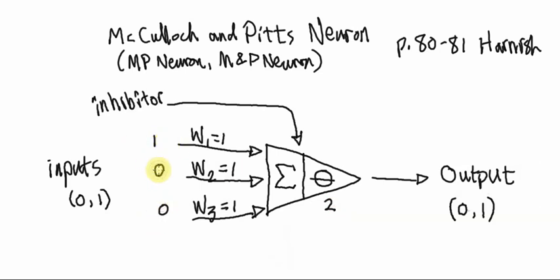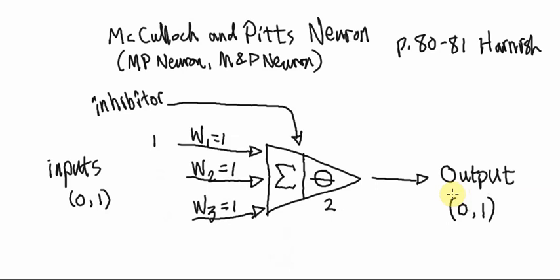So the input here is 1, then 0, and you multiply 1 times 1, right? And then 0 times 1. I hope you can see where this is going. Obviously, the sum of the weighted input is not enough. It does not meet or exceed 2. So whether it's inhibited or not, you're going to get a 0 over here. It's just not enough summed input.